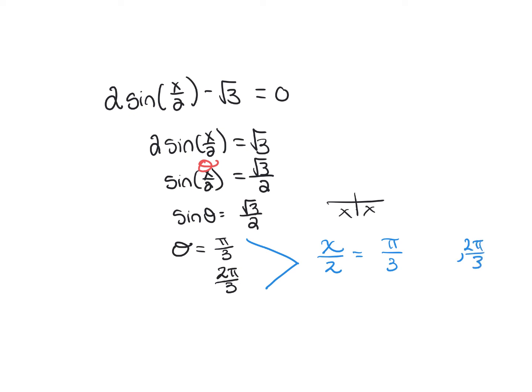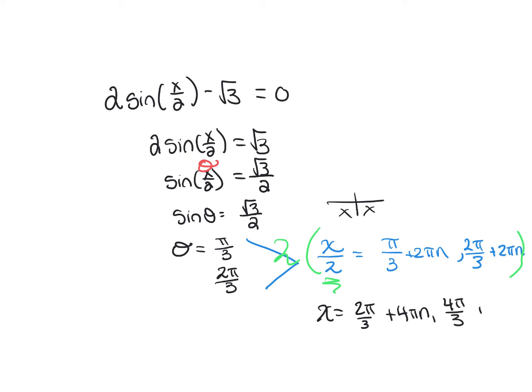Please note again, there's no interval. So on this I need to do plus 2 pi n plus 2 pi n. And to get rid of this divide by 2 at the bottom, you're going to multiply everything by a 2. So you'll get x equals 2 pi over 3 plus 4 pi n, comma, 4 pi over 3 plus 4 pi n.